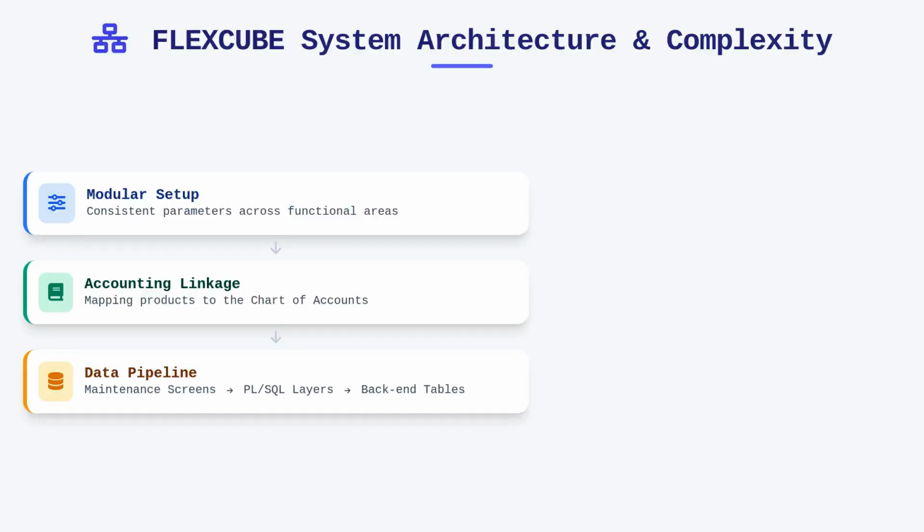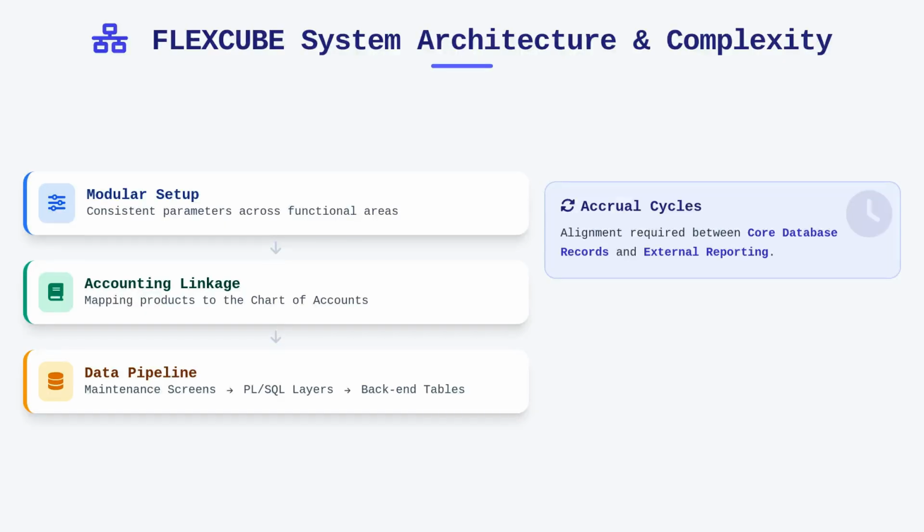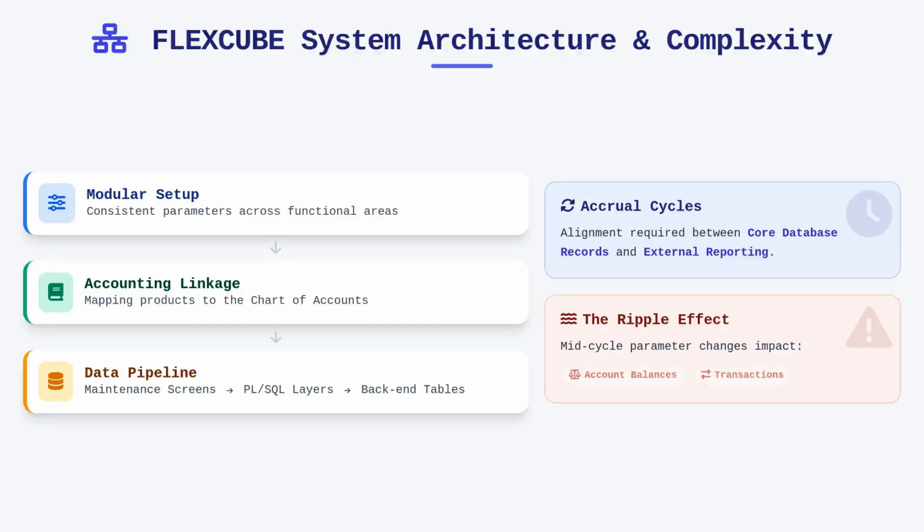We manage this through a series of maintenance screens that ultimately push data into back-end tables through controlled PL/SQL layers. These data points dictate the behavior of interest accrual cycles, which must be aligned with both the core database records and the external reporting requirements. If you change a parameter mid-cycle, you must understand the ripple effect that this change has on existing account balances and ongoing transactions.